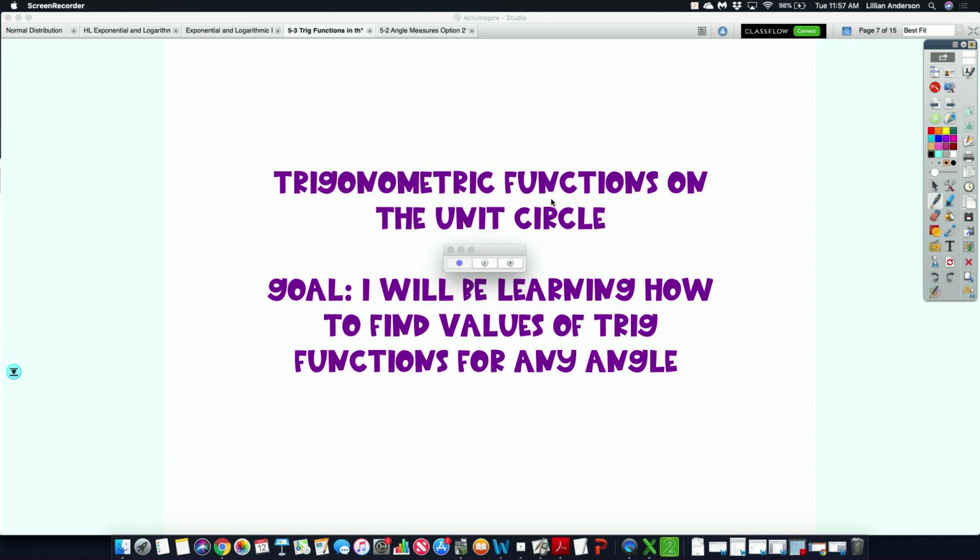You guys are going to be able to learn how to find values of trig functions for any angle, okay? Any angle possible. Your first introduction into a little bit of the unit circle. We will actually go full head on into the unit circle next class, okay?